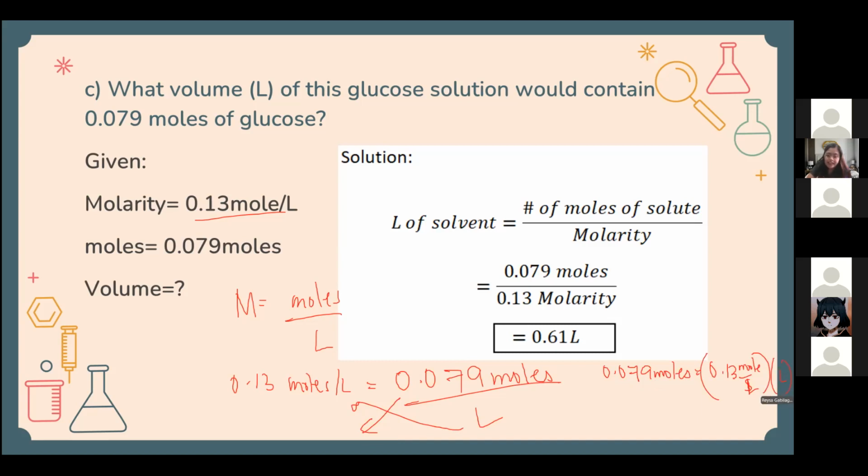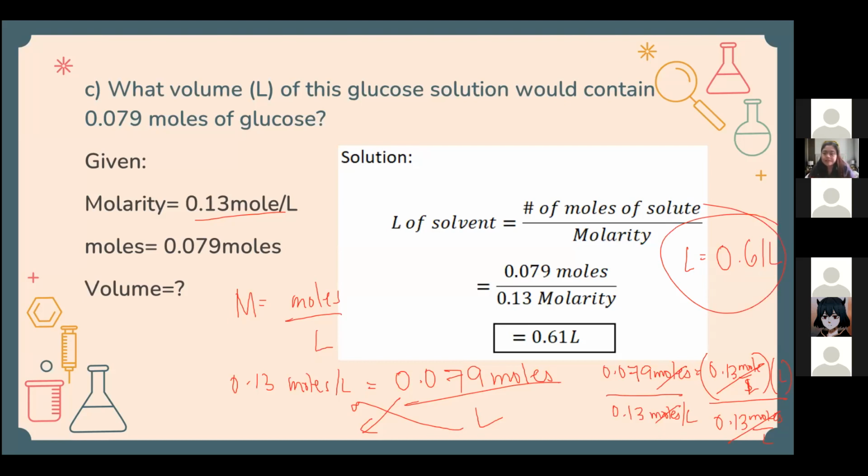Liters. Then let's divide both sides by 0.13 moles per liter to isolate the liter. That is what we are looking for. So the liter and the moles will cancel, and the unit left is, of course, liter. So the liter of solution here, let's see if that is 0.61. 0.079 divided by 0.13 is, yes, 2 decimal points. Let's round it off, 0.61 liters. So that is also correct for letter C.